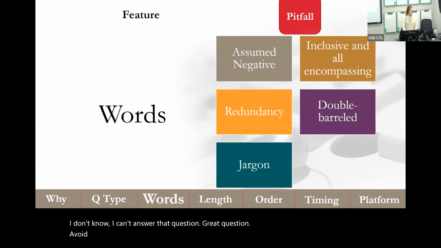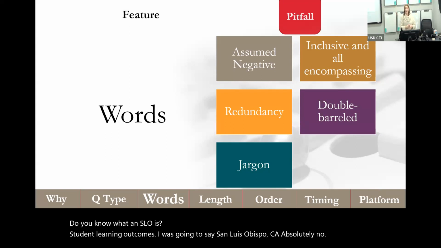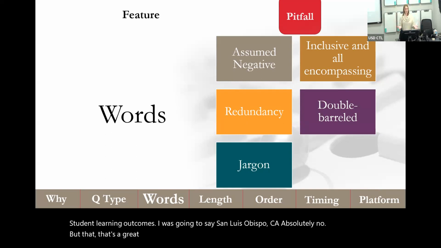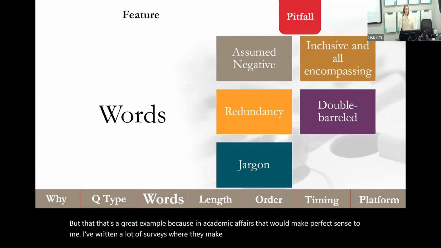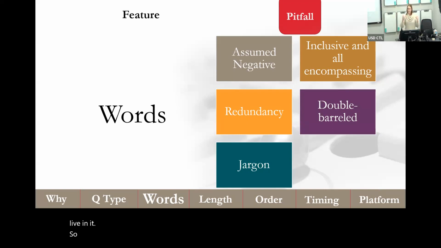Avoid using jargon. My example here is, which SLO contributes most to your department's success? Do you know what an SLO is? Student learning outcome. I was gonna say San Luis Obispo, California. Absolutely, no. But that's a great example because in academic affairs, that would make perfect sense to me. I've written a lot of surveys where they make perfect sense to me because that's my world, I live in it. So instead, I'm not saying don't use jargon, but at least define what it is.